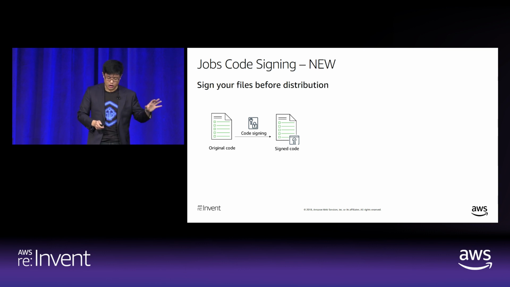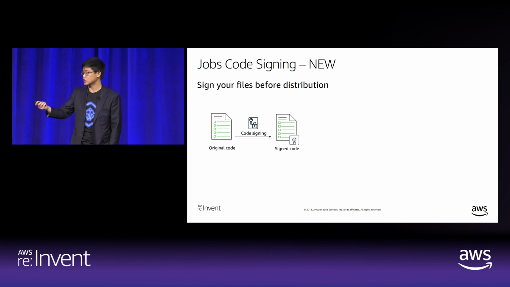One of the first things is you can sign your files before distribution. What we provide for you, either using the console or our APIs for signing, is this: you would have your original code file, you would provide one of your signing certificates, and then we do the work to sign that file for you.